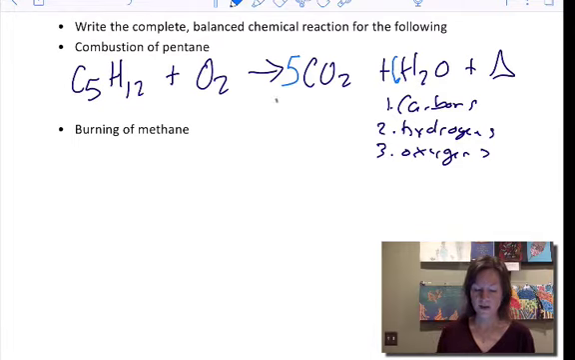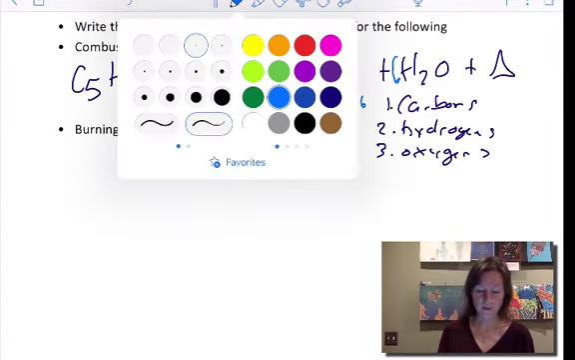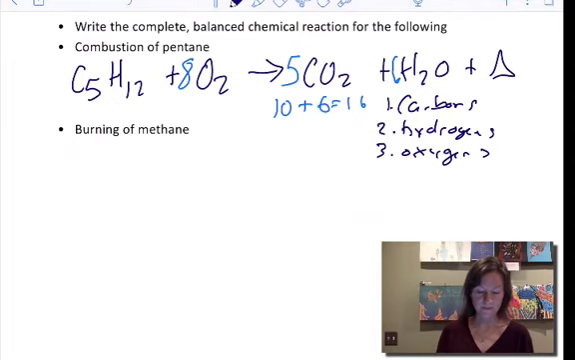Now, if I look at this, I have 10 oxygens here and 6 oxygens here for a total of 16. I can easily put an 8 in front of that O2 to bring it up to a 16. So that was pretty straightforward when you do it in that order.